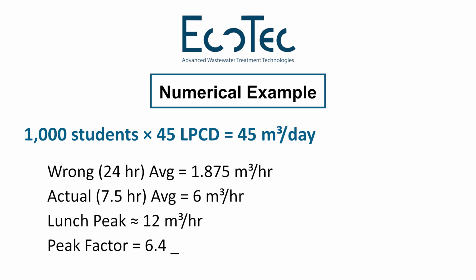The peak flow in the school would be 6 meter cube per hour, and during lunchtime will be about 12 meter cube per hour. So an average peak factor, considering the school running for 7.5 hours, a 6.4 is the most logical peak factor to be considered in the design of the collection tank.